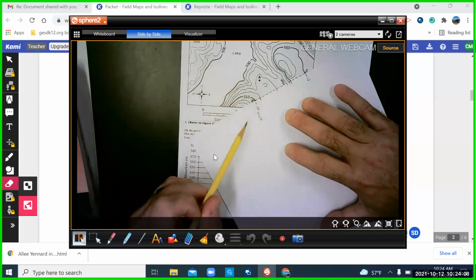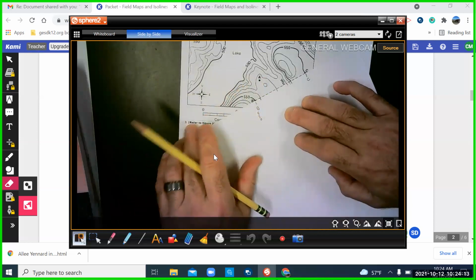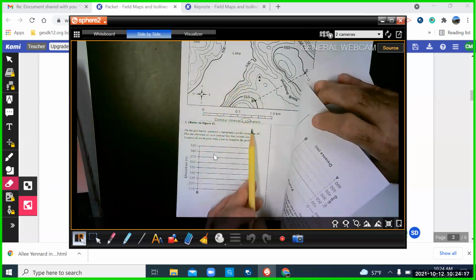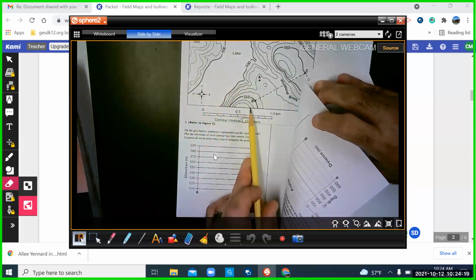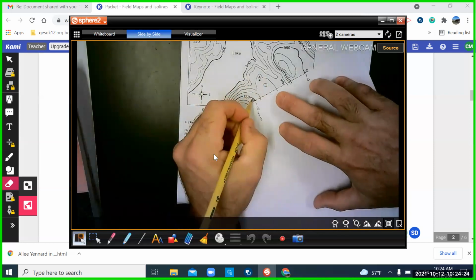The next thing I need to do is I need to figure out what the contour interval of this map is, okay? So if I'm going to look, it might be on here, and it is. It says 10 meters. So my contour interval is 10 meters. So that means every line is 10 meters higher or lower than the last line. So this one is 10 meters.